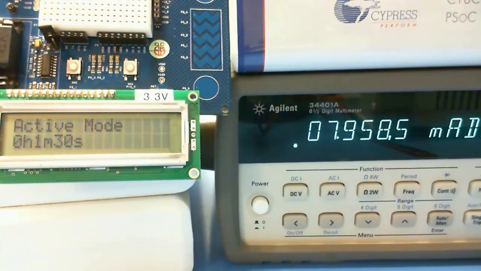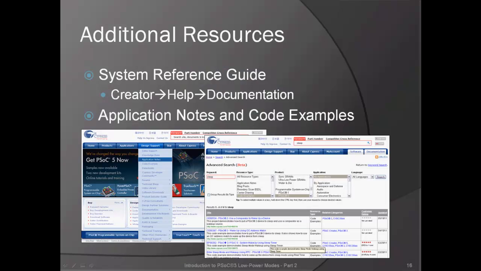Note that the real-time clock was turned off in Hibernate, so the displayed time hasn't changed much from when it was last displayed on the LCD. As you can see, it is easy to switch between power modes within a single PSOC 3 firmware project.